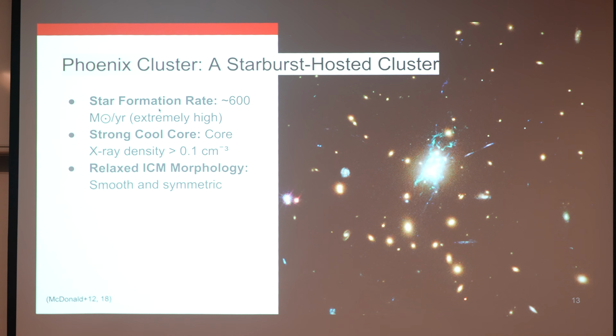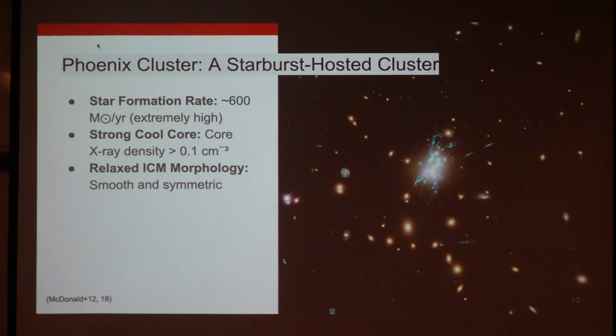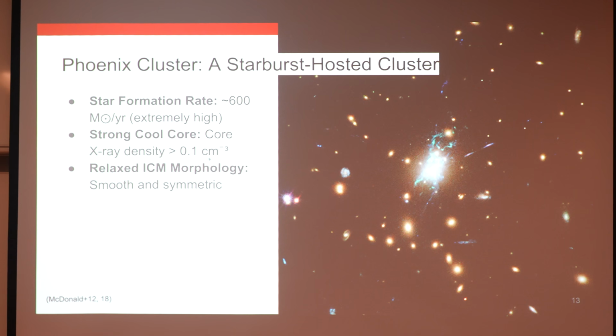If you observe in the X-ray, you can also see the density in the core. I'm just going to show you here. We just measured the density in the core here, and it's also 10 to the minus 1, or 0.1, which is extremely high for a typical galaxy cluster. And then the relaxed morphology, because the X-ray looks like a very circular or spherical shape, which means it hasn't been disturbed previously.